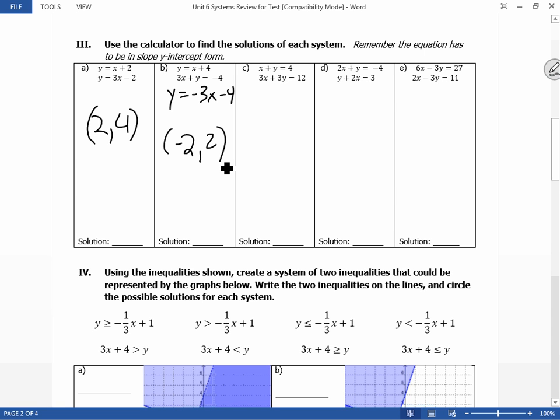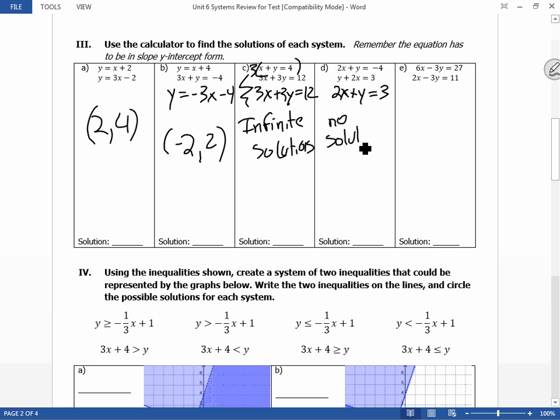Now for number 3, it says use the calculator to find this. But right away I can see there's a problem. If I multiply the first top equation by 3, I get 3x plus 3y equals 12. These two equations are the same, so there are infinite solutions. For this one, if I rewrite the second equation and just write with the x first, you will see that that's the same equation as the top one, but it adds up to a different thing. So that is no solution.